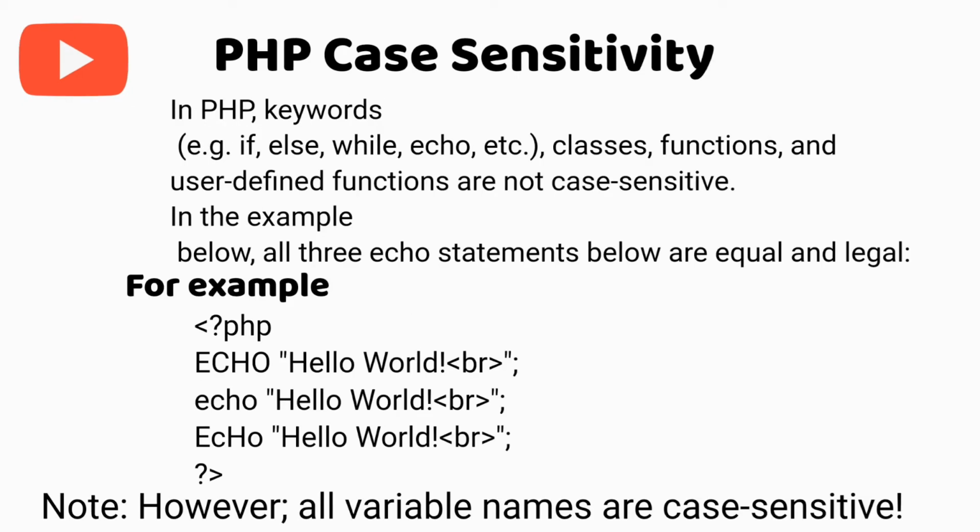PHP case sensitivity. In PHP, keywords (if, else, while, echo), classes, functions, and user-defined functions are not case-sensitive. In the example below, all three echo statements are equal and legal. For example, <?php echo "Hello World."; <br> ECHO "Hello World."; <br> Echo "Hello World."; <br> Note, however, all variable names are case-sensitive.